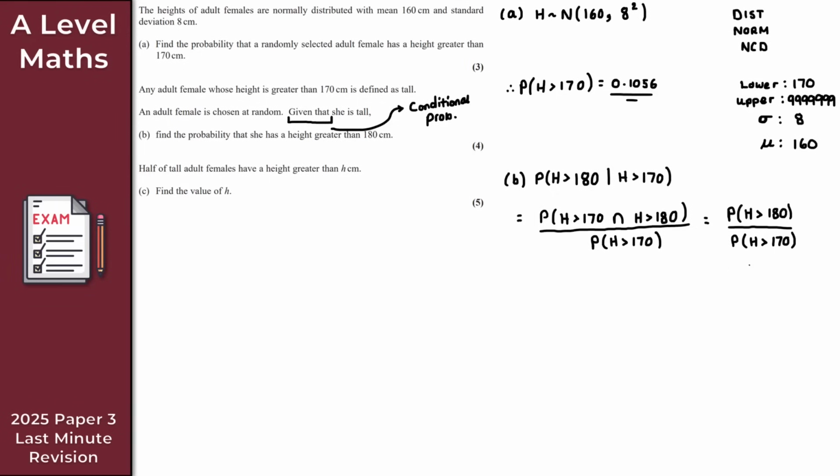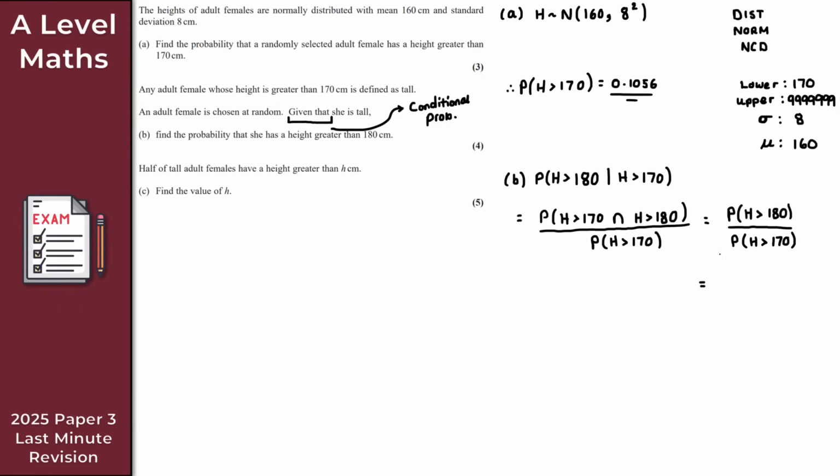Okay? Now, we already know this probability here, right? We established that or deduced that in part A. That's 0.1056. So all we need to do here then is just evaluate this probability here within the numerator. And again, to do this, all we need to do here is just use our calculator. And pretty much everything is the exact same here, other than the lower value. All I need to do here then is just change that to 180, right? If I quickly do that, what I get here then is 0.0062097, so on and so on.